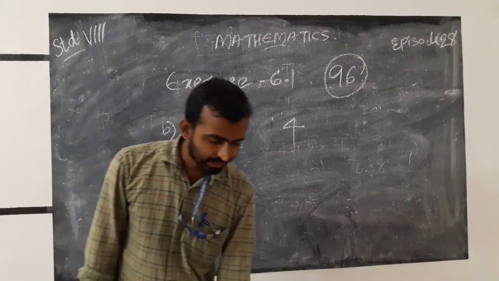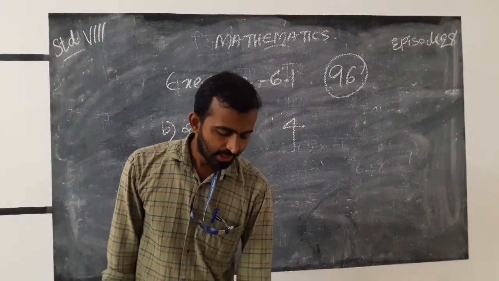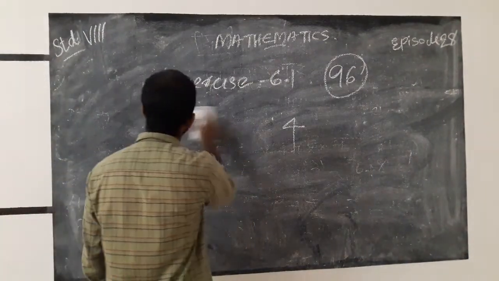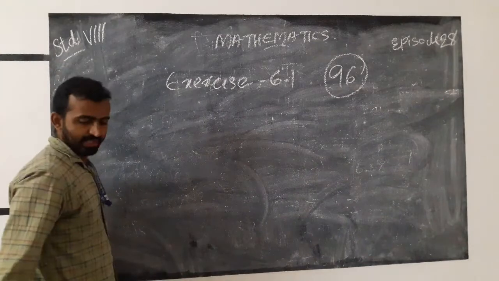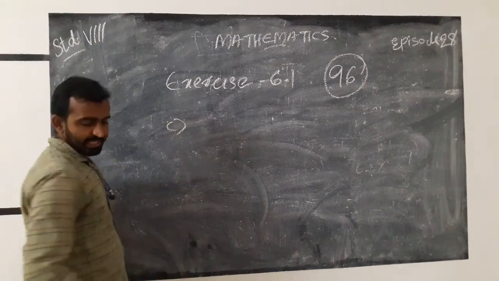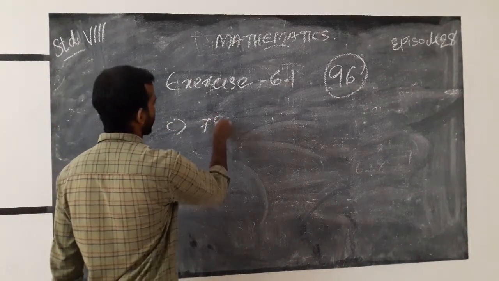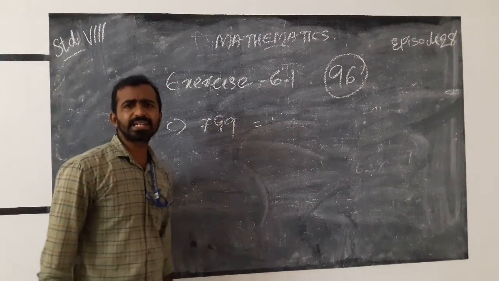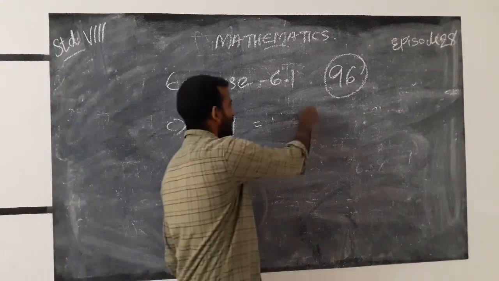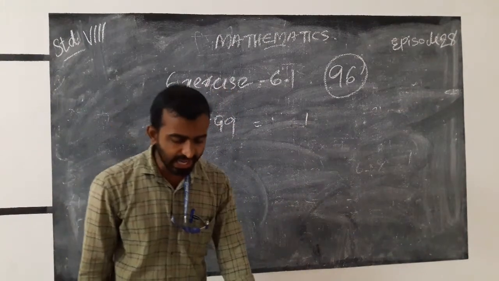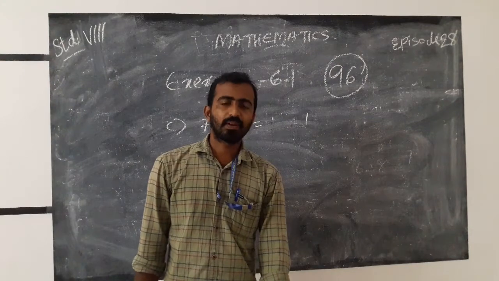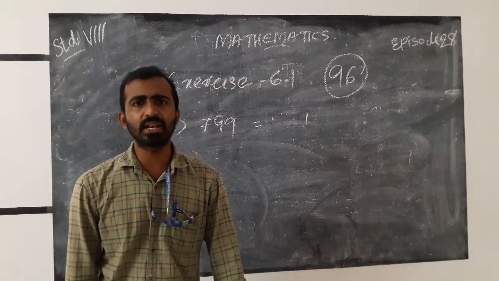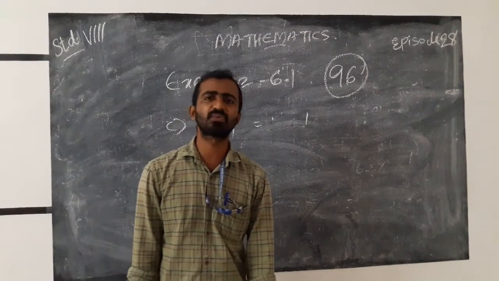And next one, third one is 799. That is, what do we get? We get the answer in unit place 1. That is, when we take the square of 9, we get 81. 81 is the square of 9. That is, we get unit place is 1.